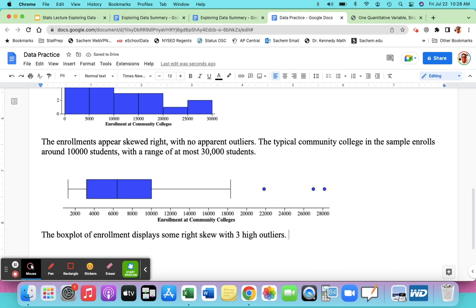And then I'll also say shape, outliers, center, spread. The median enrollment appears to be about, it's here, I would say it's about 65, what is that, 6,500 students. See, shape, outliers, center, spread. And for the middle 50%, if I have a box plot, I would say how spread out the middle 50% is. This is called the IQR, the interquartile range.